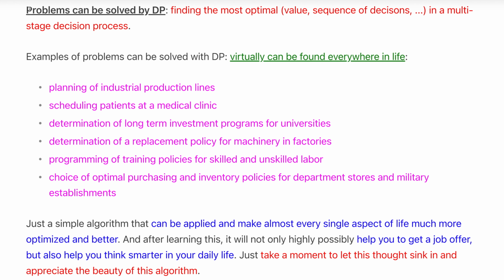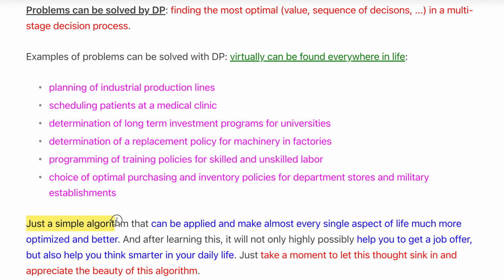So, to summarize, problems that can be solved with DP are usually about finding the most optimal. It can be a value, it can be the sequence of decisions, or anything really in a multi-stage decision process. Again, a problem that can be solved with DP is finding the most optimal in a multi-stage decision process. Examples of problems that can be solved with DP can be found everywhere in life. DP problems are basically everywhere.